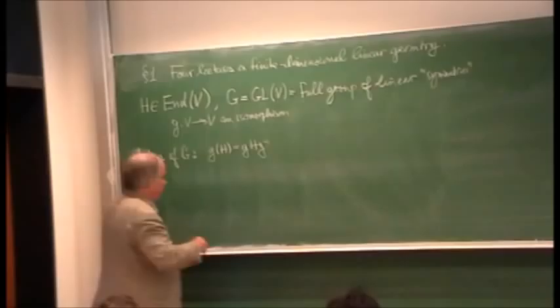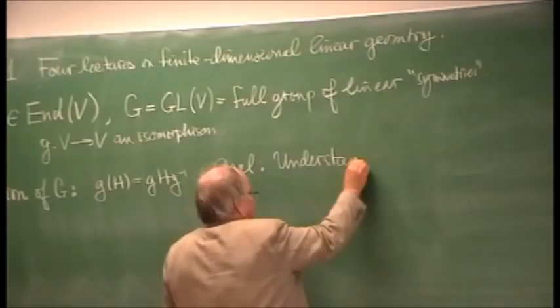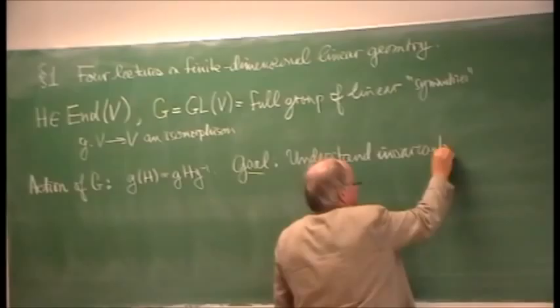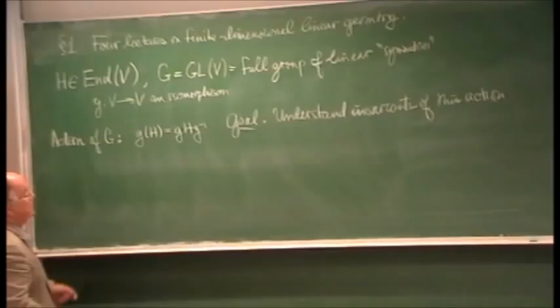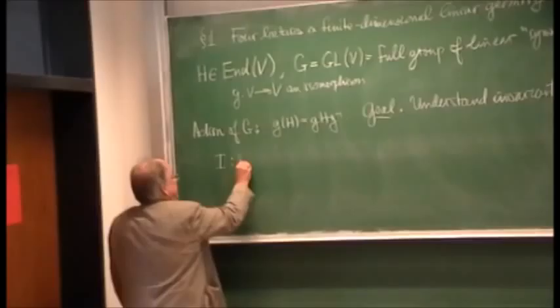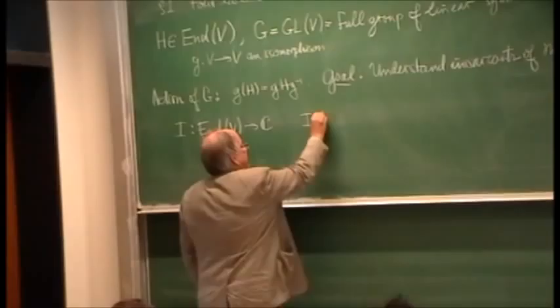So, our little goal from last time, I'm just reviewing now, is to understand invariants of this action. So what are the laws that are applied to such operators that are invariant under conjugation? So an invariant is then just a function. In this case, everything's complex valued. And the invariance property is that if you apply the symmetry to the operator, and then the invariant, you get the same thing.